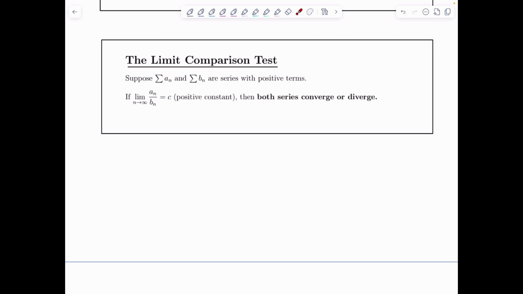And who do we usually compare our series to? We compare them to p-series and geometric series. Those are the two most popular choices. So when you do this test, you compare with p-series and geometric most of the time. Once in a while it might be something else, but this is the most popular.